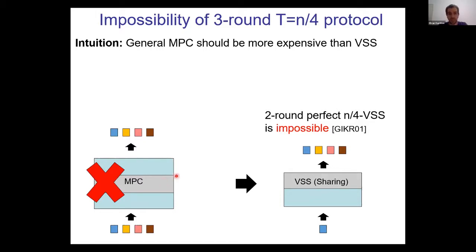We take any 3-round protocol for some good functionality F. We chop the last round of the protocol, and we show that we get a 2-round VSS protocol. Okay, and therefore, what we actually show is that the round complexity of general MPC is at least the round complexity of VSS plus 1.